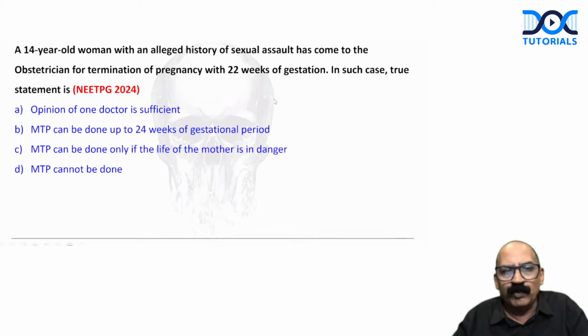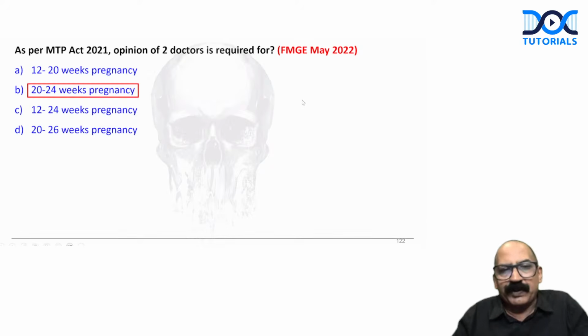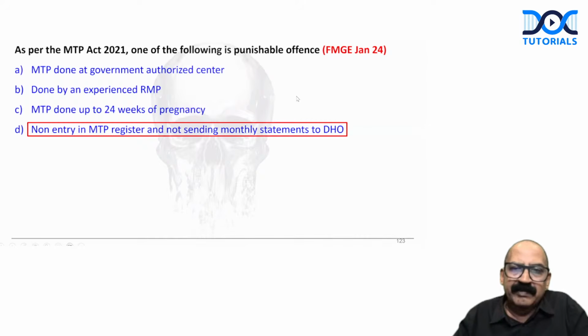A 14-year-old girl with an alleged issue of sexual assault comes to the obstetrician for termination of pregnancy at 22 weeks of gestation. So at 22 weeks, two doctors have to opine. At the same time, the woman cannot give consent because her age is only 14. So MTP can be done up to 24 weeks because it is a case of sexual assault, rape. Two doctors are required for 20 to 24 weeks. The following is punishable: non-entry in the MTP register and not sending the monthly statement.